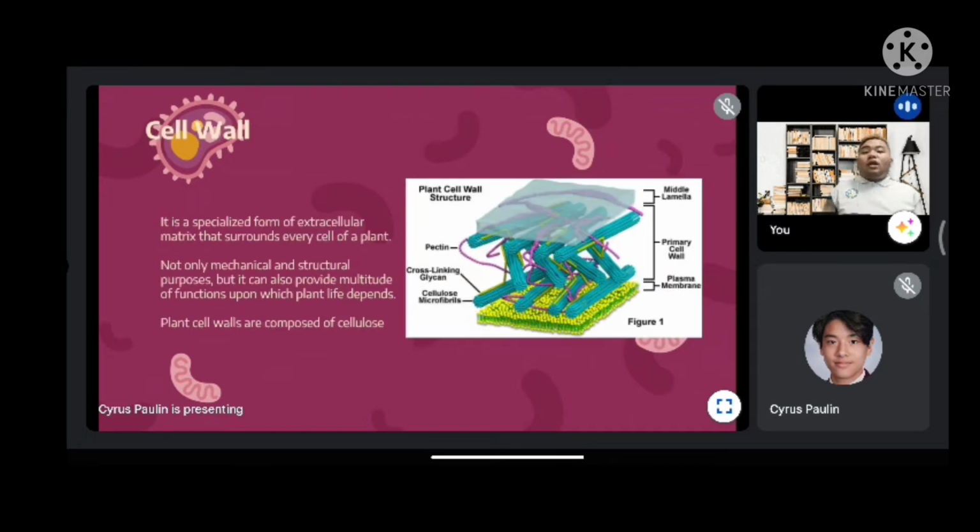Next is the cell wall. It is a specialized form of extracellular matrix that surrounds every cell of the plant, not only for mechanical and structural purposes, but it can also provide a multitude of functions upon which plant life depends. Plant cell walls are composed of cellulose. So aside from the cell membrane, a plant cell also has a cell wall.